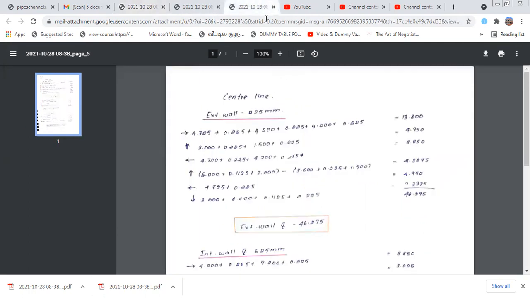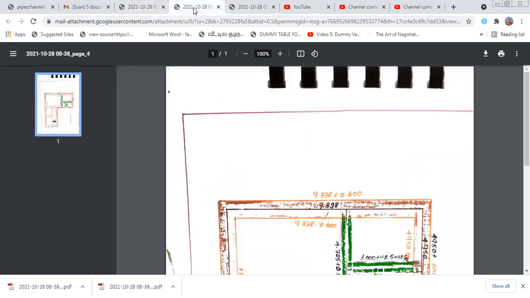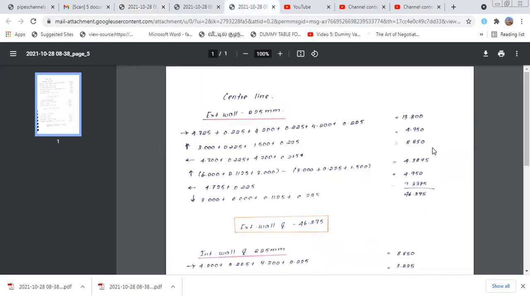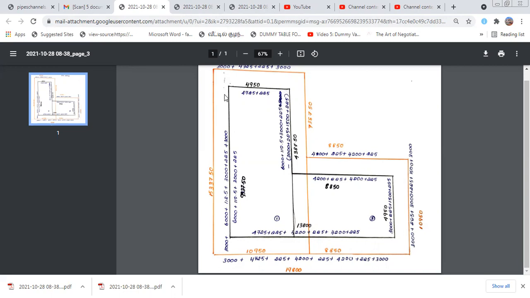4,387.50 plus 4,950 plus this way for the 9,337.50. Total external center line is 46,275 millimeter for the external center line.